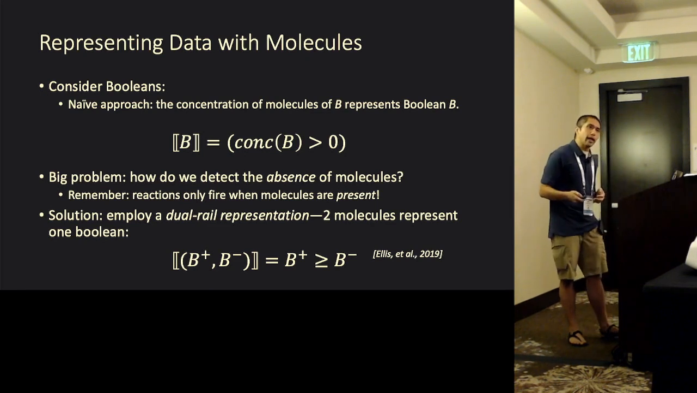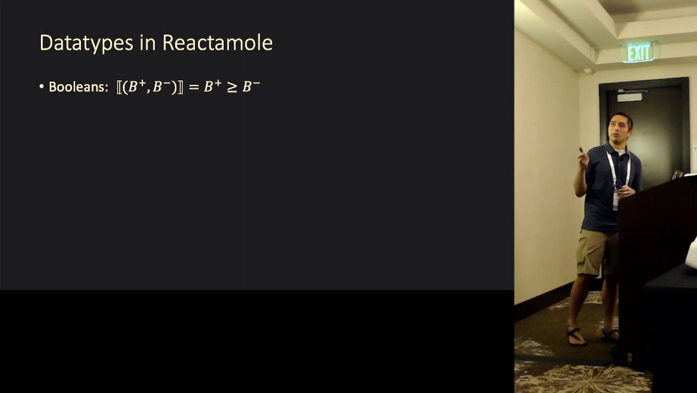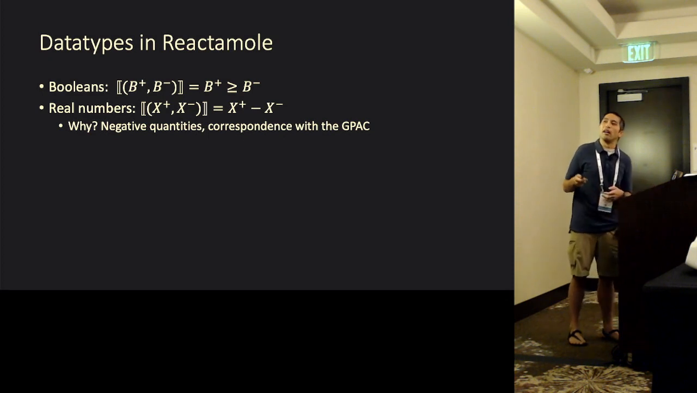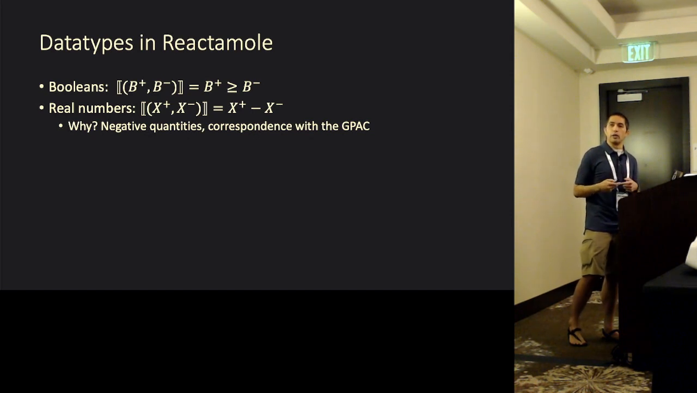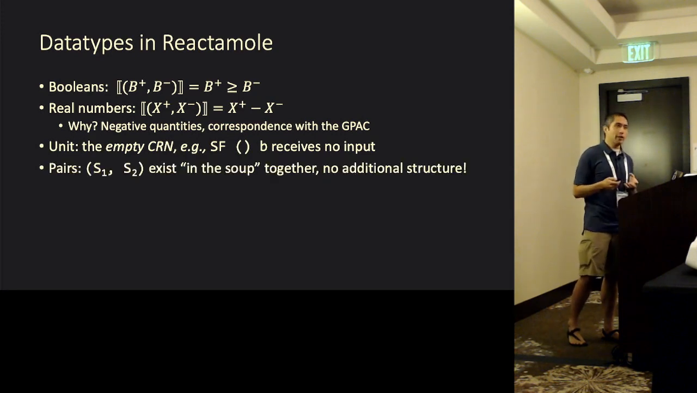And so we can play this game with all of our other basic data types, at least numbers, really. So Booleans we represent as a dual rail pair of molecules. Real numbers are the same thing, where we take the difference because we can't have negative molecules, so it's hard to represent a negative value. This also has some nice properties with our correspondence with general analog computing. The unit value is nothing. Pairs actually just work out beautifully because all the molecules just sit in soup, and so you pair things by just noting that these things are together, but you don't have to employ any actual physical structure behind them.